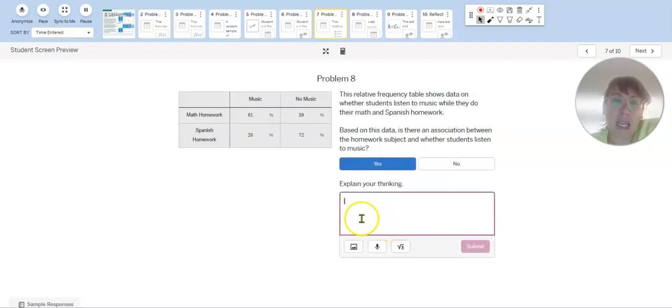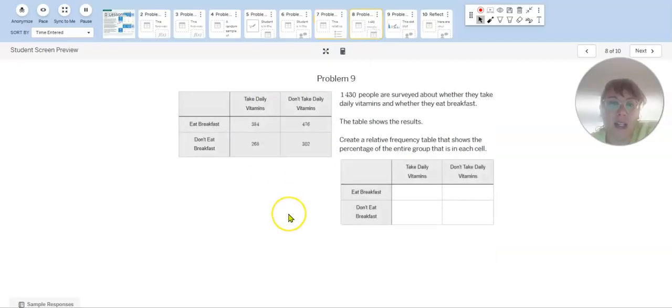If I was explaining my thinking, I would say it's more likely that you're listening to music if you are doing your math homework. Which makes sense, because with Spanish homework, you have to be listening or talking or reading in Spanish, so it can be a little harder to have music playing. But with math, when you're doing problems, it might be a little easier to have some music on in the background. So you're just going to explain your thinking here based on if you see an association, which is just like a pattern in the data. And then go ahead to the next slide.